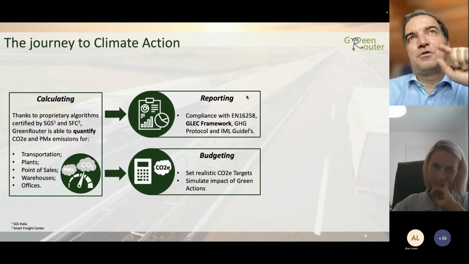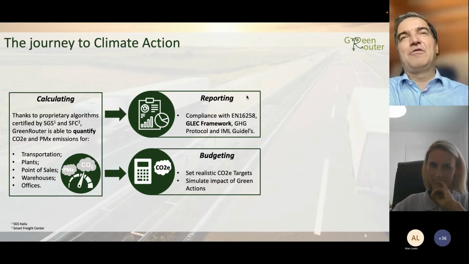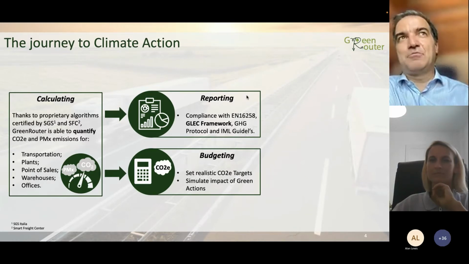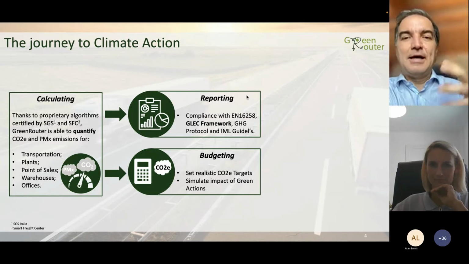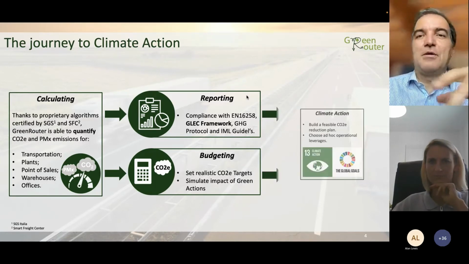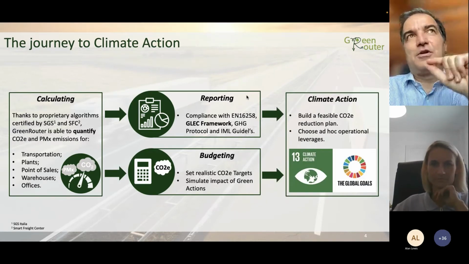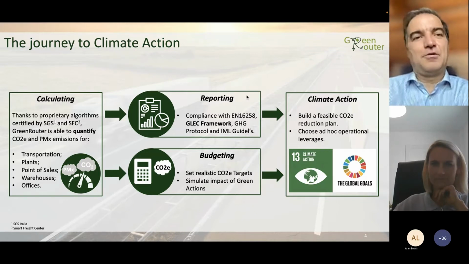Why? Not only because you want to know your customers' different levels of GHG impact, or because more and more customers are asking their suppliers to provide this data, but also because we're working on targets and actions. And of course, climate action is the final result. So this journey is complex and we need sound calculation.